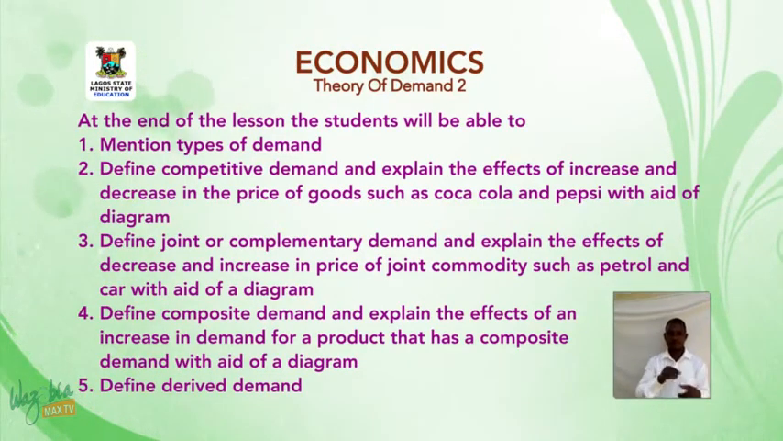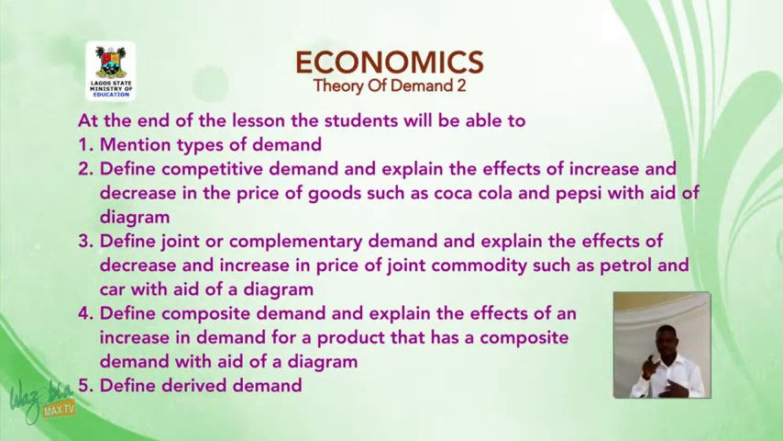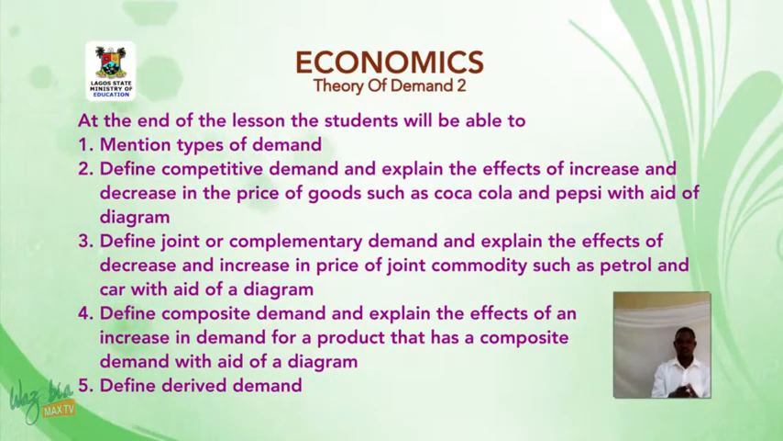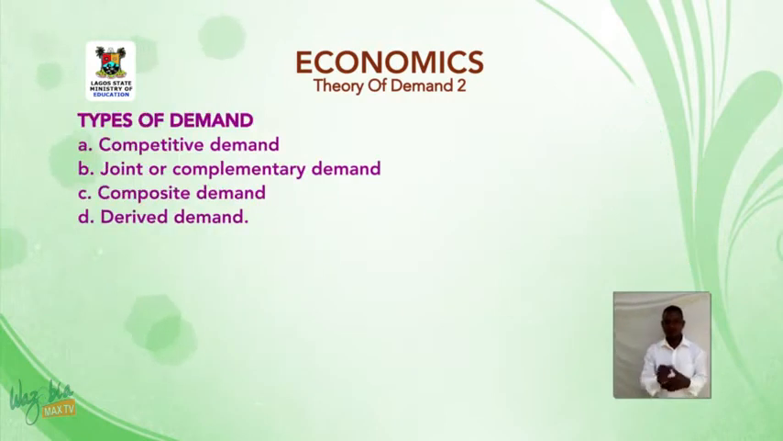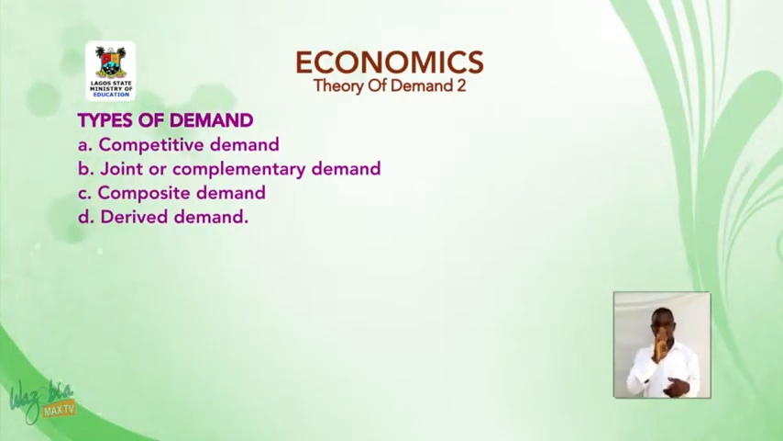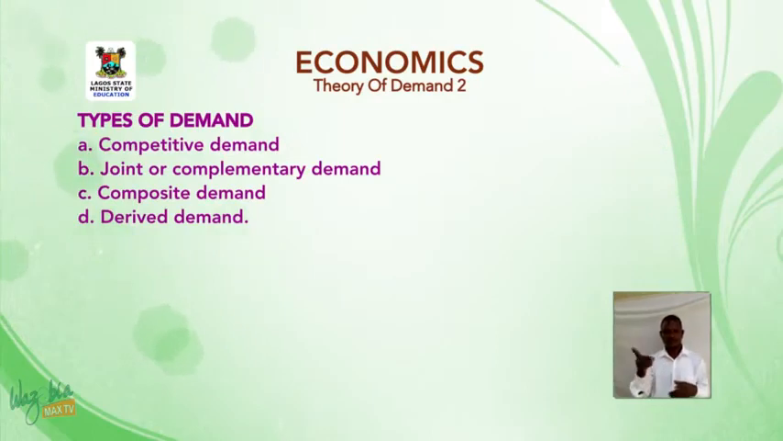4. Define composite demand and explain the effect of an increase in demand for a product that has a composite demand with the aid of a diagram. 5. Define derived demand. Types of demand: A. Competitive demand. B. Joint or complementary demand. C. Composite demand. D. Derived demand.